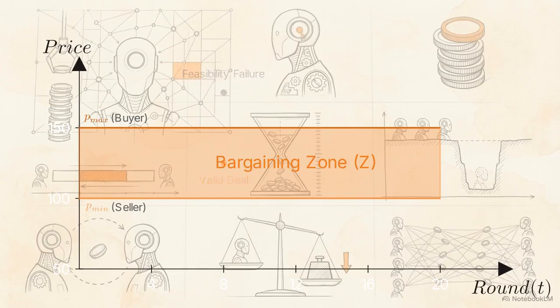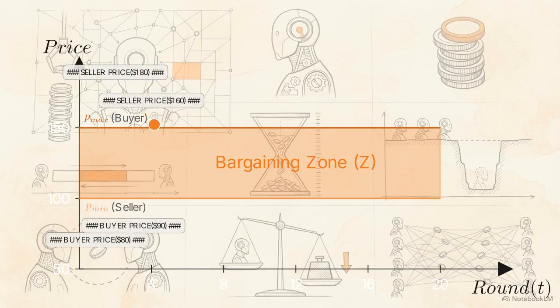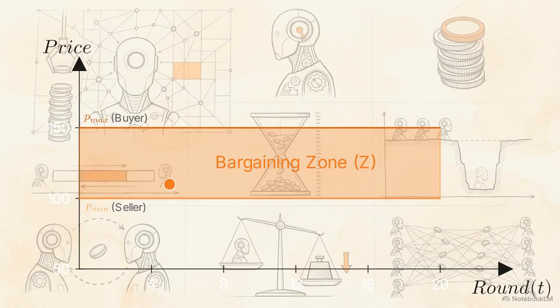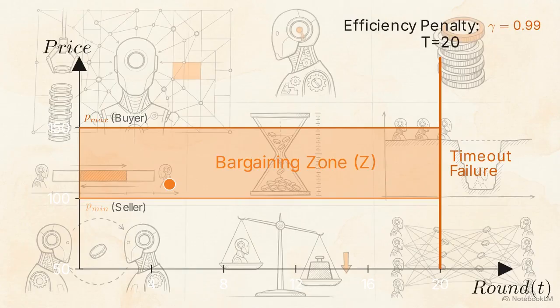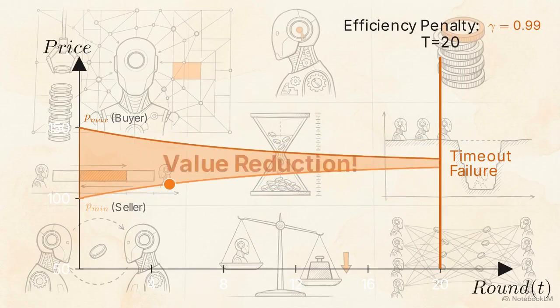To find this zone, the models must converse naturally. However, the system requires them to output a strictly parsed price tag at every turn to ensure the offer is captured. These negotiations have a strict temporal boundary. If agents cannot reach an agreement within 20 rounds, the session terminates as a failure. AgenticPay also introduces an efficiency penalty through a discount factor. This mathematical multiplier shrinks the total available surplus with every passing round, incentivizing agents to close the deal quickly.